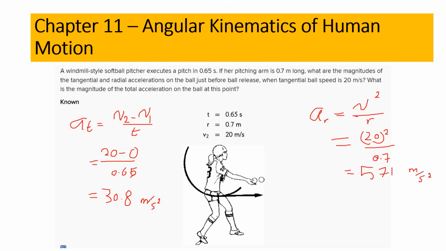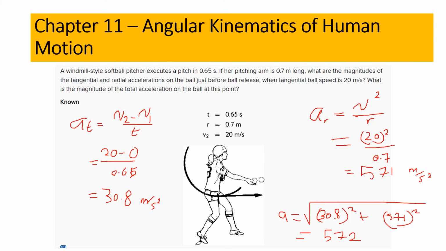Now, they're asking us to find the magnitude of the total acceleration, which means you say square root of 30.8 squared plus 571 squared. Makes sense? Because each one of them is perpendicular to the other, and you do the Pythagorean rule, and then you take the square root of each one of those. And if you did the same, that thing is going to be 572 meters per second squared.